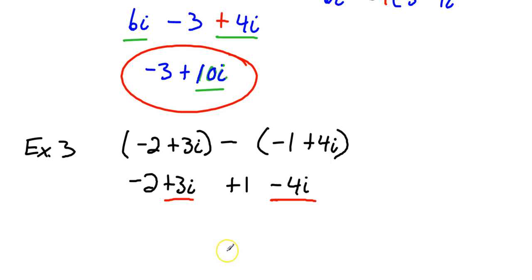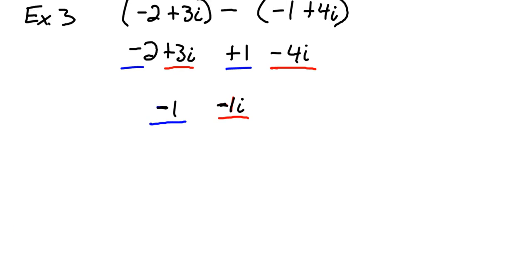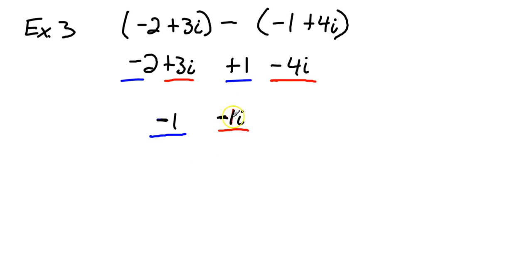Okay, so for the i part of it, you've got 3 minus 4, that's a negative 1i. And for your whole numbers, you've got a negative 2 plus 1. So that's a negative 1. So it's negative 1 minus negative 1i. And again, if it's just the one that's with the i, you don't need it. So it's just negative 1 minus i.